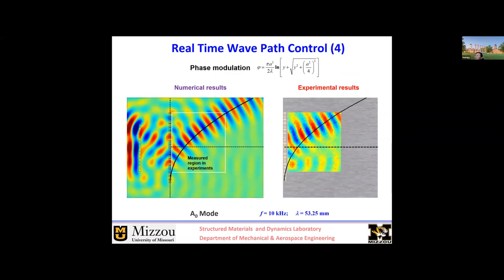The beauty of this one is that everything is electrically controlled. Then you can control the phase modulation with any arbitrary function. You can control the ray of the transmitted wave along arbitrary functions without changing the microstructure geometry. Everything is just done through electronic computing.